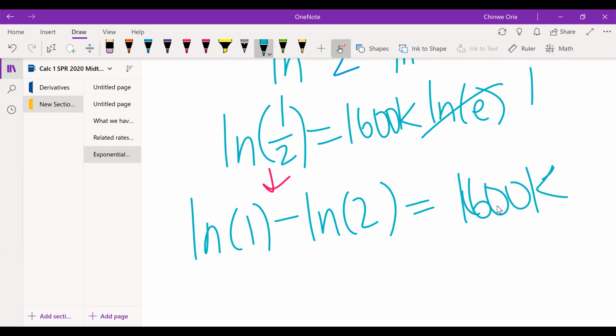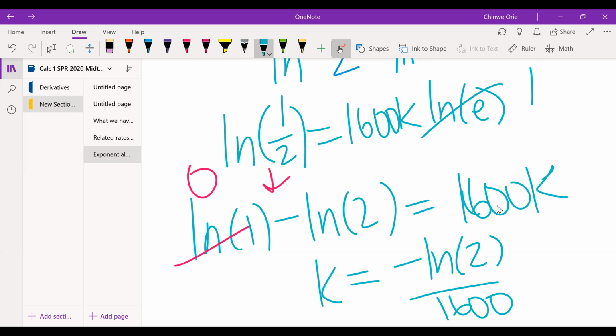Natural log of 1 is 0. So your answer is going to be k is equal to natural log of 2 divided by 1600. That is your constant. Now, which one of those matches up with that? That would be B. So that's your answer.